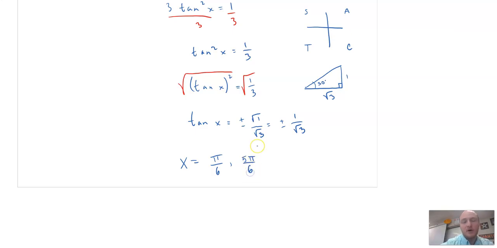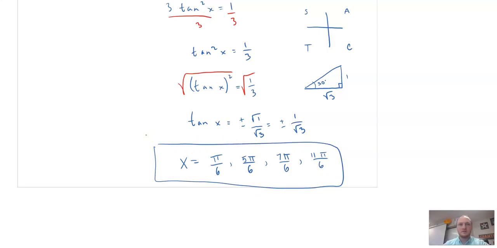One back from 1 pi. In quadrant 3, it will be 7 pi over 6. That's one quadrant forward, and one backwards from 2 pi gives us 11 pi over 6. Okay, and there is your answers.